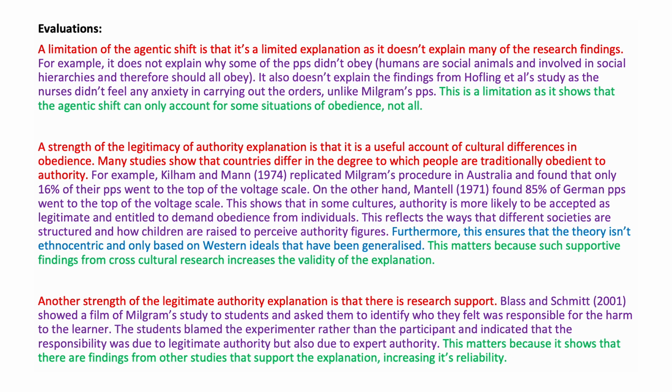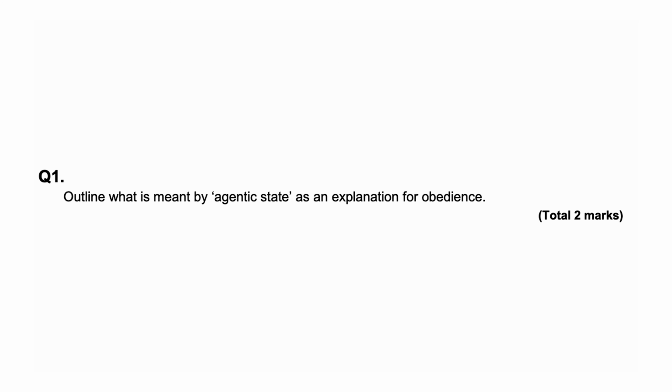This matters because it shows that there are findings from other studies that support the explanation, increasing its reliability. Reliability is all about consistency, so if the same results or similar results are shown over and over again in different studies, a theory is reliable because it is consistent. So that is all the knowledge that you need to know for legitimate authority and agentic state.